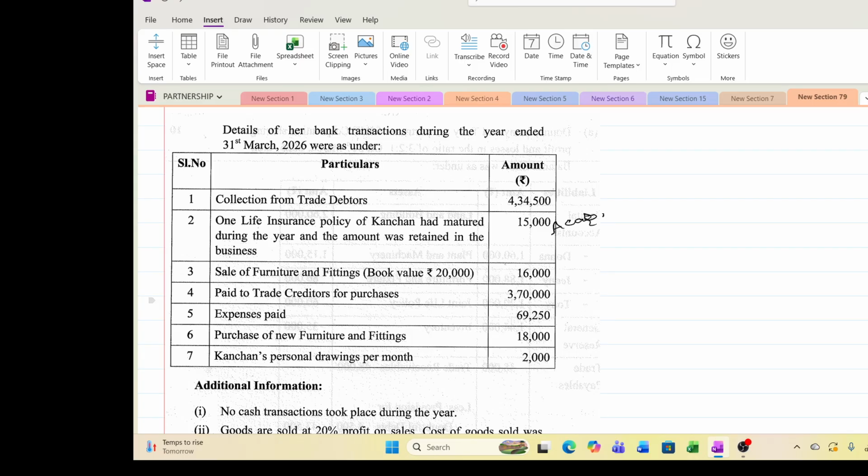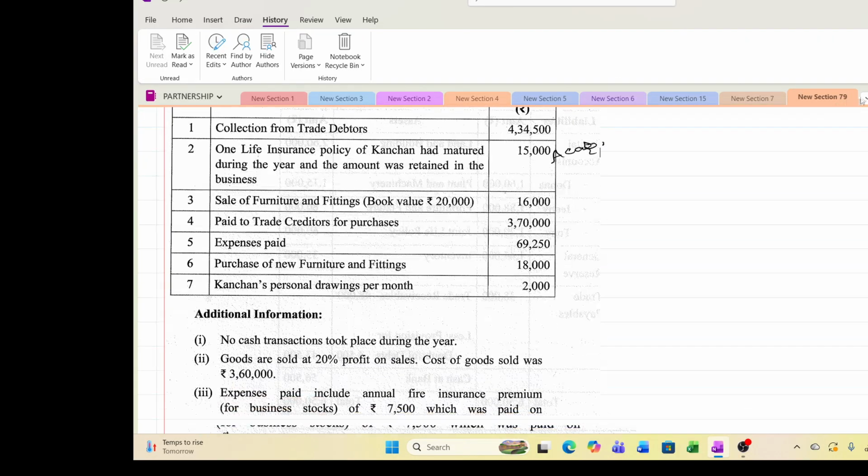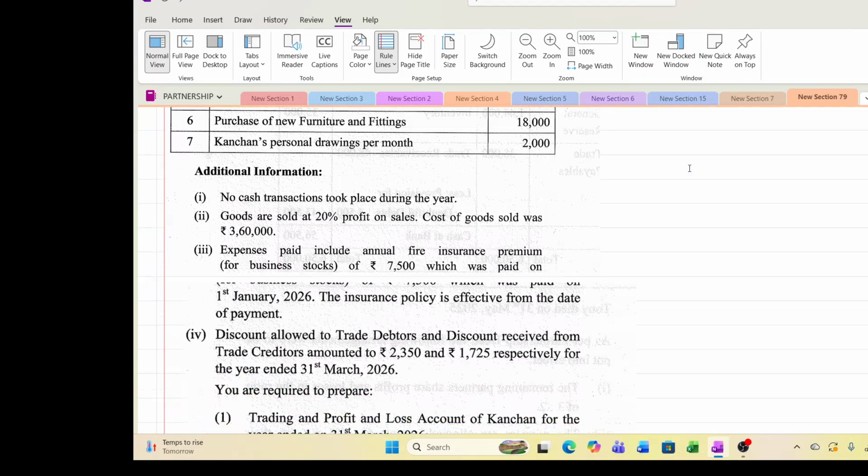The personal drawings is also given and they have given some adjustments, that is additional information. For all adjustments, we have to book two places. Keep that in mind. So they have given the credit sales, but they give the COGS, cost of goods sold. They give the profit on sales. We have to find out the exact sales.